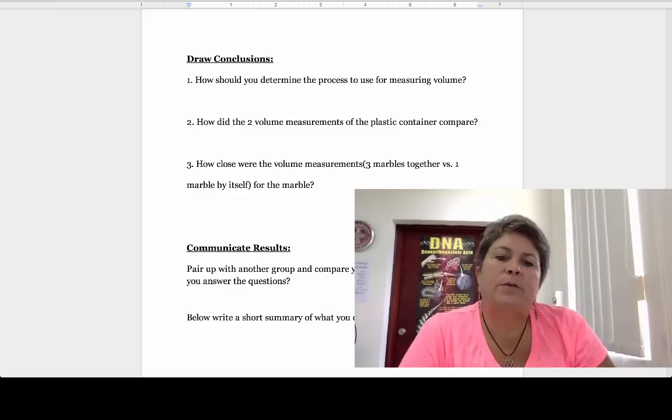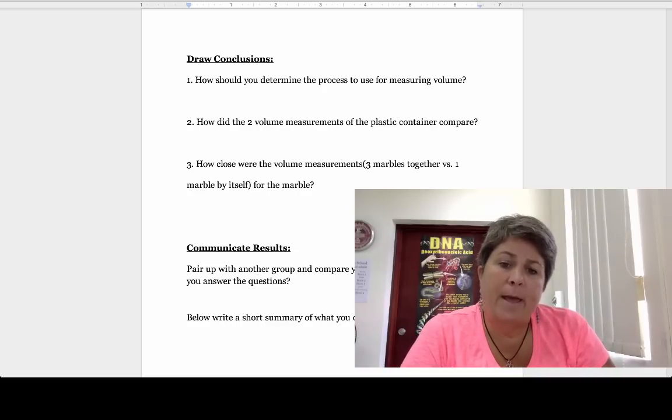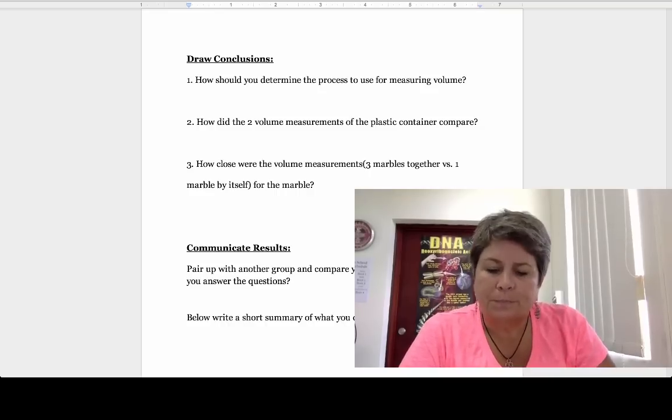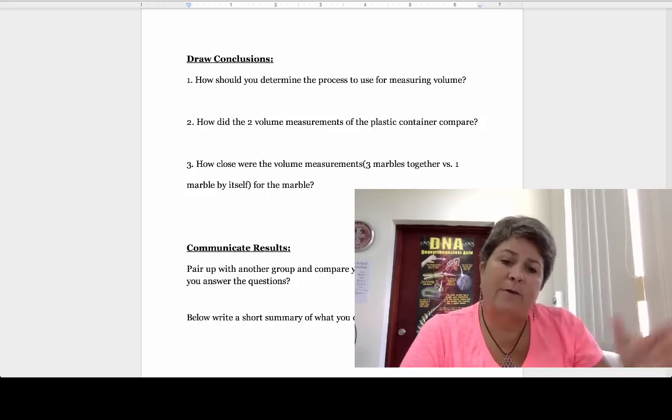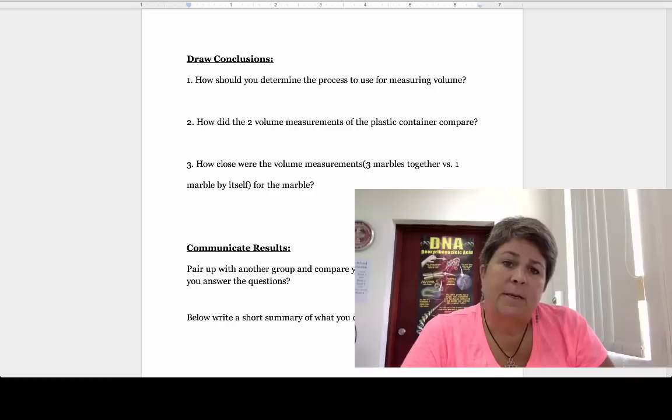Then once you've done the procedure, you and your group will sit down and talk about these conclusion questions. You will try to answer them together. You can work together, you can ask for my help, and we're going to go over it as well. And then you're going to pair up with another group, similar to what you did after Measurement A Lab, and compare your findings and see if you answered the questions the same way, and then you're going to write a summary of everything that you discussed.